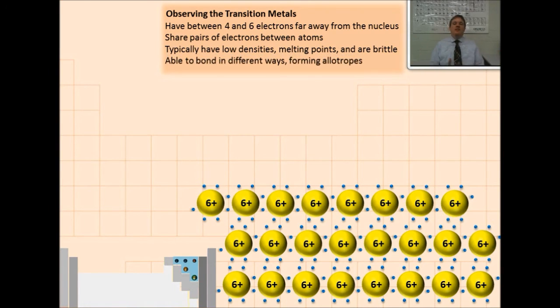So the last characteristic of the fairly reactive nonmetals is that they're able to bond in different ways. Even though they're made up of the same atoms, they form substances with different properties, and those are called allotropes. Let's take a look at what happens when we form an allotrope of sulfur.